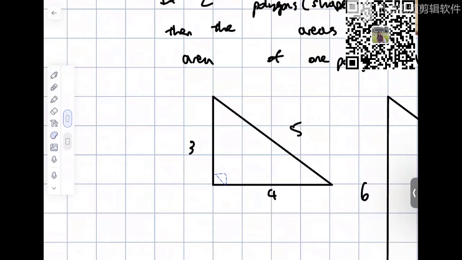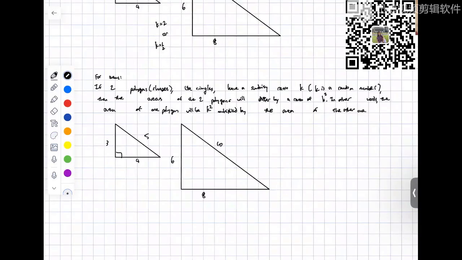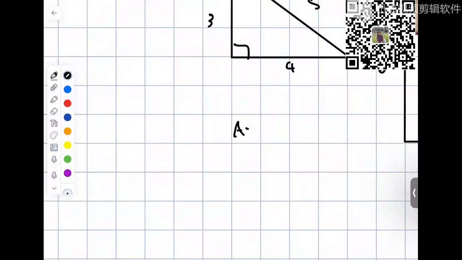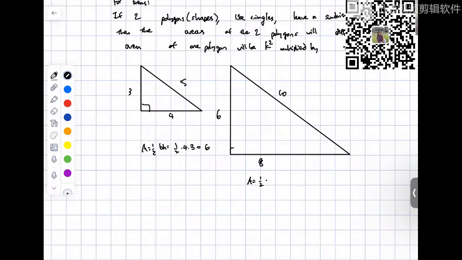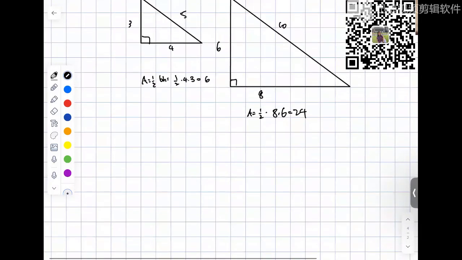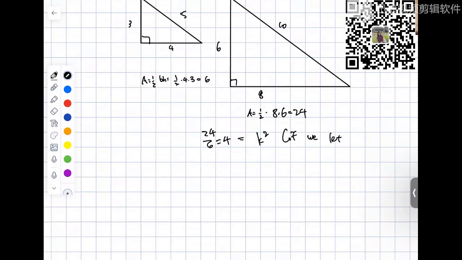So what's the area of this first triangle? You can just shout it out. The area equals 1/2 base times height, right? And what's the base? 4. And what's the height? 3. So the area is 6. Now the area for the second one: what's the base? 8, times 6. And you see that 24 over 6 equals 4, which equals k squared if we let k equal 2. Or you could have 6 over 24 equals 1/4, which equals k squared if we let k equal 1/2.